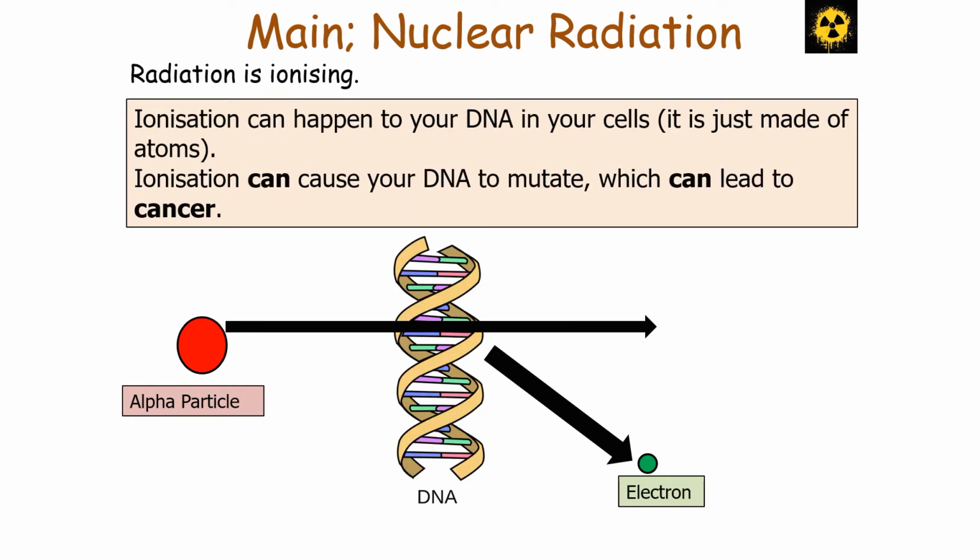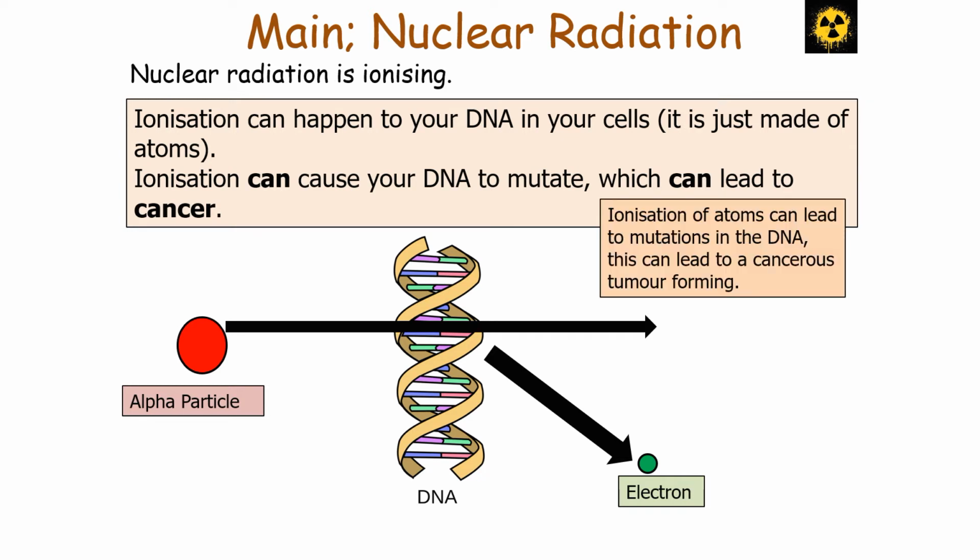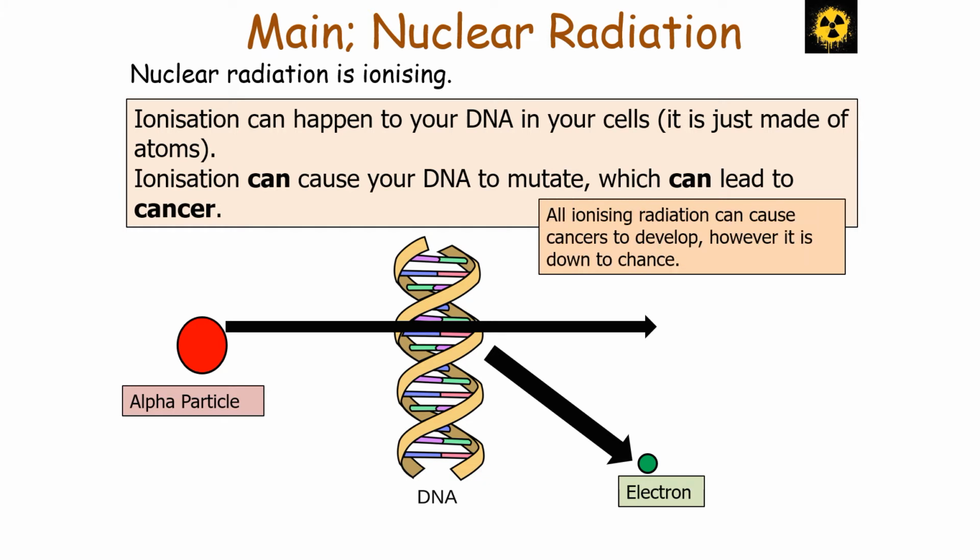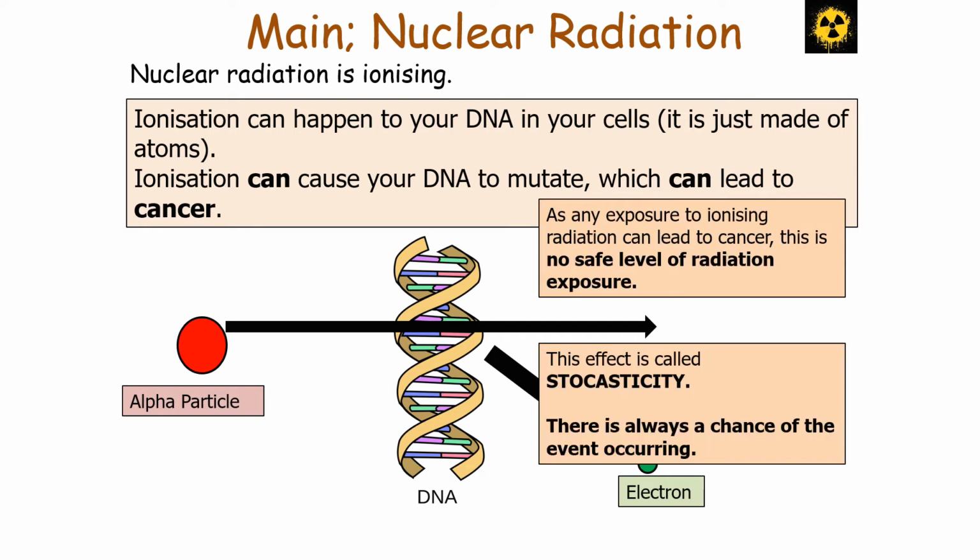Now ionization can happen to your DNA in your cells because it's just made out of atoms. So ionization can cause your DNA to mutate, which can lead to cancer development. So ionization of atoms can lead to mutations in the DNA, which can lead to a cancerous tumour forming. Now, all ionizing radiations can cause cancer to develop, however it's down to chance. Now, as any exposure to ionizing radiation can lead to cancer, there is no safe level of radiation exposure.